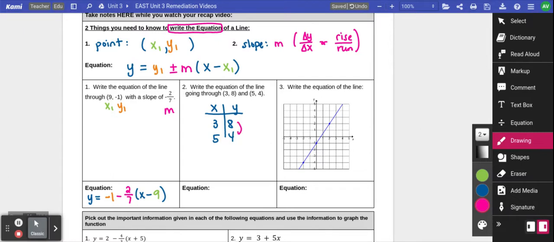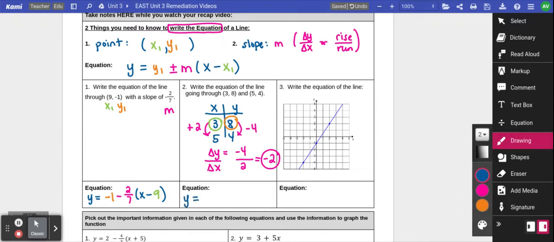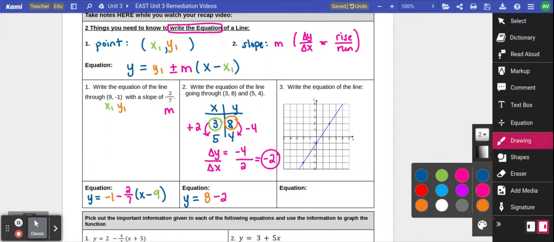And then I would do my change in y, which is -4, divided by my change in x, which is +2. And that number simplifies to -2. Now, I've got my starting x, and I've got my starting y, and they're in my table, and I've got my slope, and it's right here, it's -2, so now I can write my equation. y equals my starting y value, which is 8, then -2, because my slope is negative, and then x minus my starting x, which is 3.